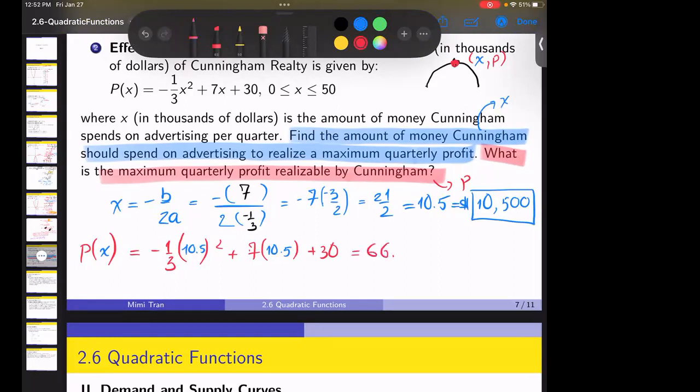I got 66.75. Is that what you guys have? Which is 66,750. So that's the maximum profit. Right, this is an optimization problem. If you spend less than $10,500 or more than $10,500, you may not get maximum profit.